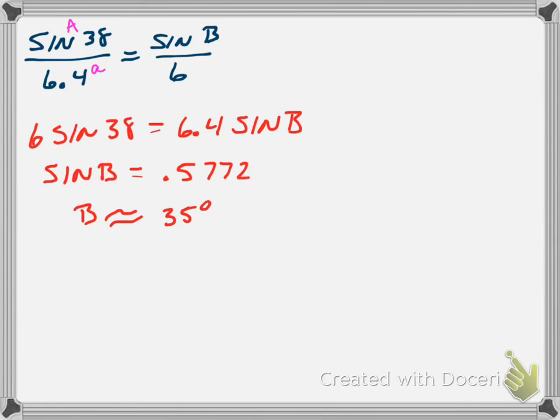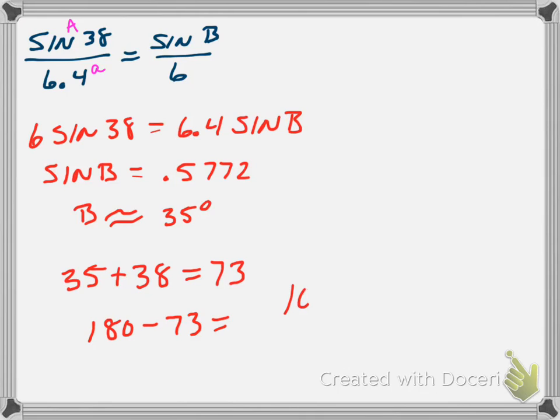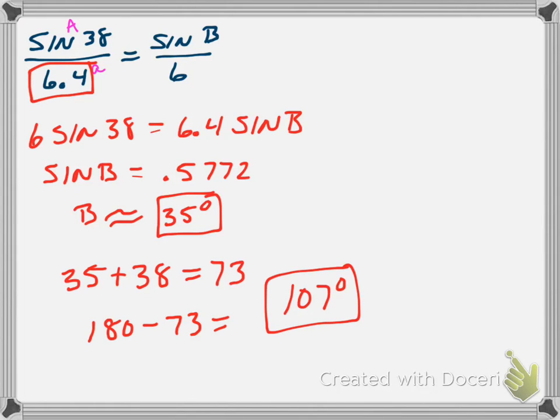I just did 6 times the sine of 38, divided by 6.4, and then took the inverse sine of 0.5772. Inverse trig functions we've been working on all chapter. And I get an angle of 35 degrees. And then subtracting 38 and 35 from 180, I get that the third angle is 107, which we would not have been able to find using the law of sines.